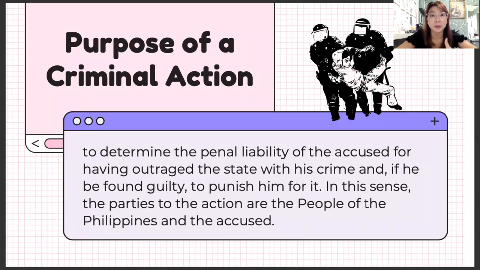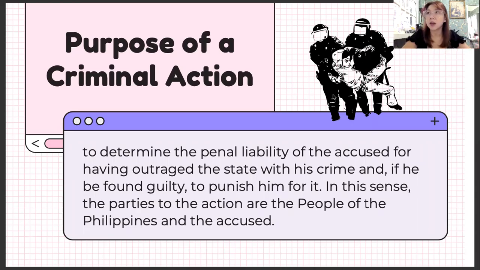Remember that the purpose of a criminal action is to determine the penal liability of the accused for having outraged the state with his crime and, if he be found guilty, to punish him for it. In this sense, the parties to the action are the people of the Philippines and the accused. The offended party is regarded merely as a witness for the state.